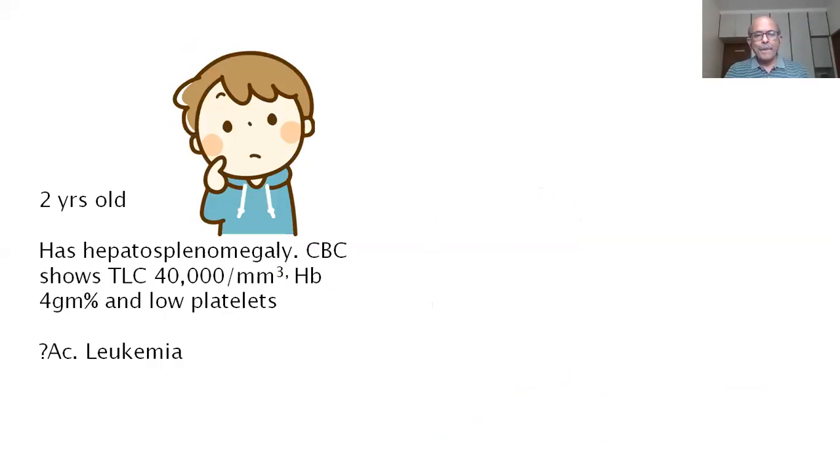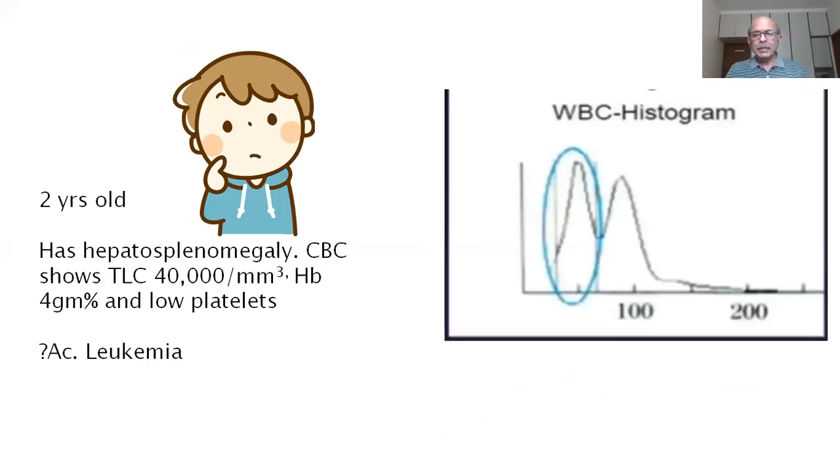This 2-year-old child presented with hepatosplenomegaly, a total count of 40,000, hemoglobin of 4 grams, and low platelets. Now, before looking at the PS, one of the first suspicions that will come to your mind is leukemia, because of raised count, significant anemia, significant thrombocytopenia. You look at the cell histogram, and you'll find an initial peak in the WBC histogram. So the WBC histogram relies on cells which are first lysed. The RBCs are lysed. What is not lysed are cells which contain nuclei.